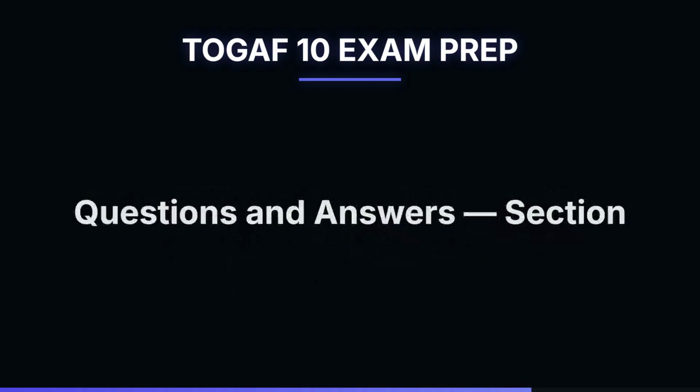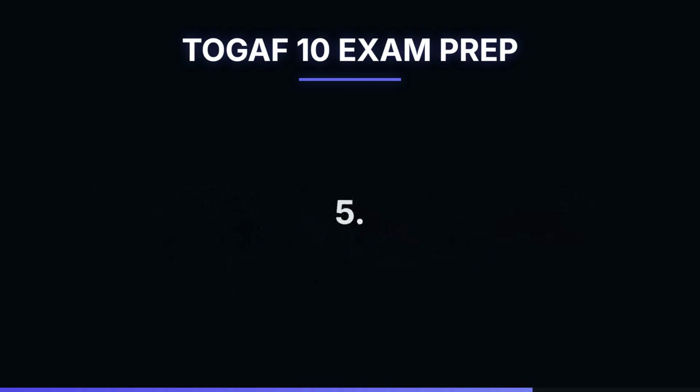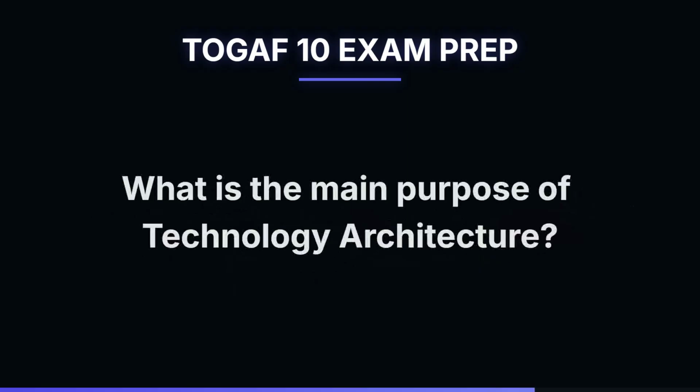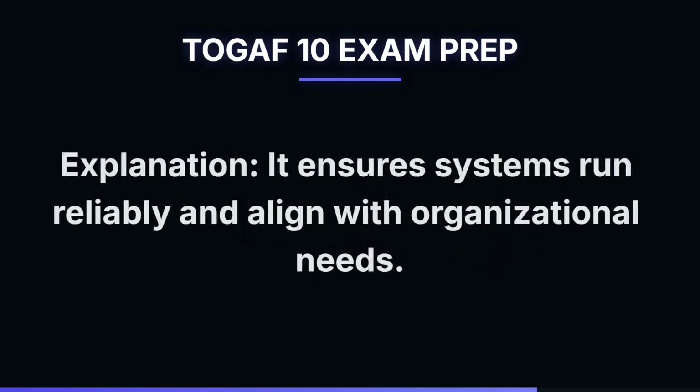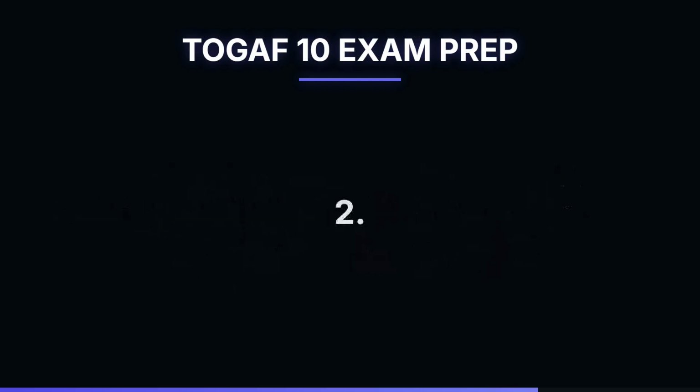Questions and answers. Section 5. 1. What is the main purpose of technology architecture? It defines infrastructure platforms that support applications and business processes. It ensures systems run reliably and align with organizational needs.